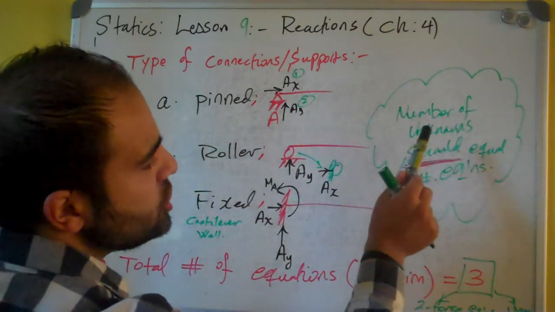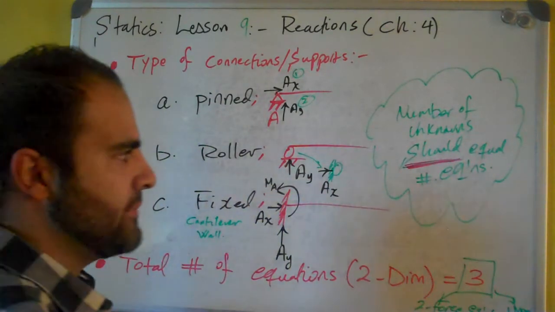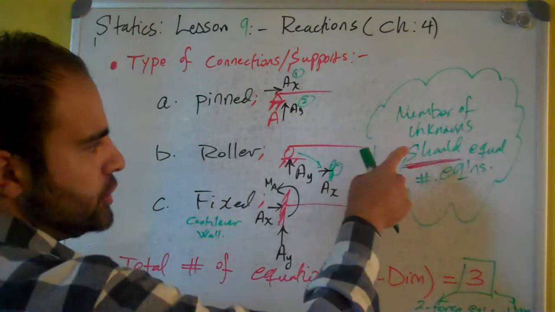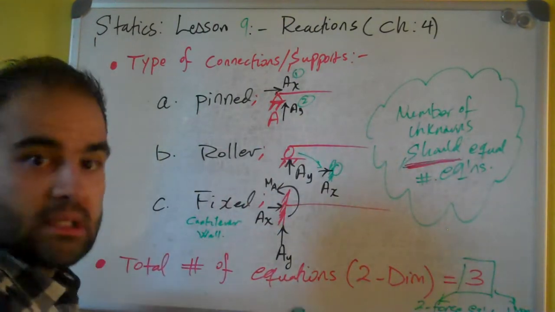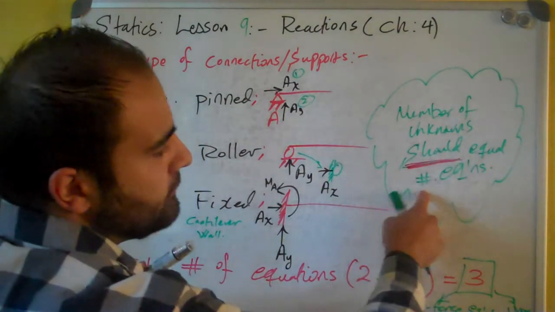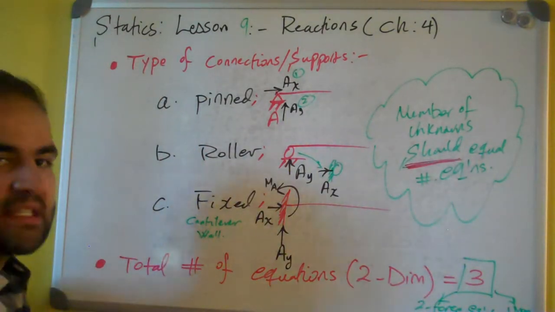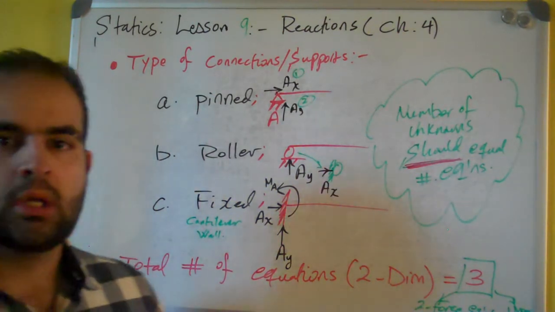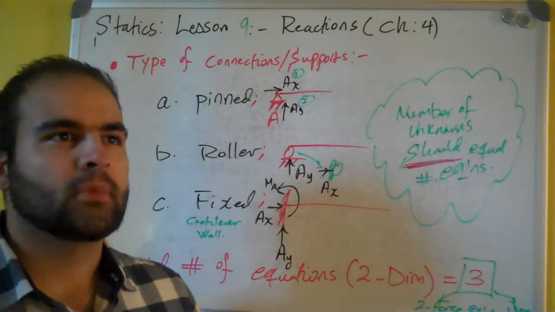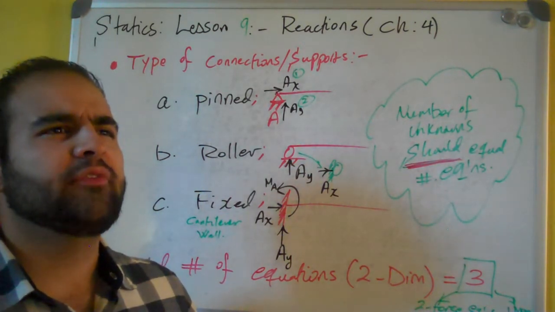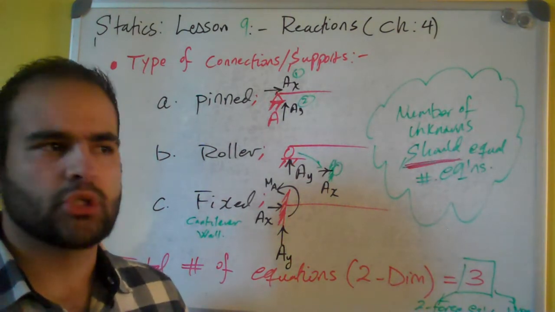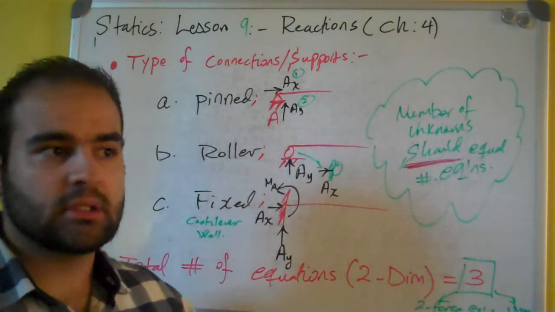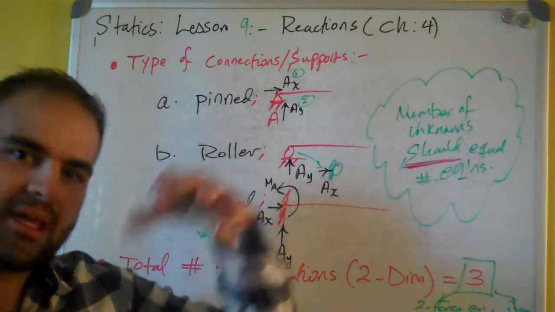Number of unknowns should, in AASHTO, American Association of State Highway Transportation Officials, should, shall means must, equal number of equations. Otherwise, it's going to be statically indeterminate. You classify a system of equations like infinitely many solutions, no solutions, and specific or unique solutions. Same thing here. Statically indeterminate, statically overdeterminate, statically underdeterminate.